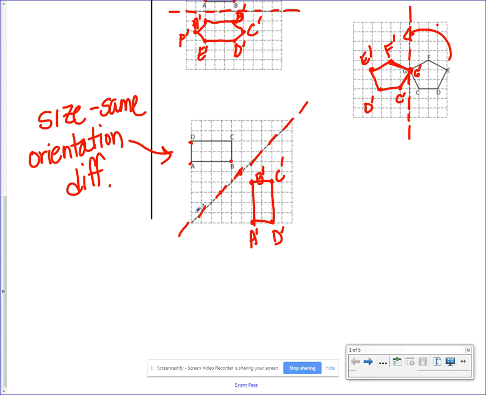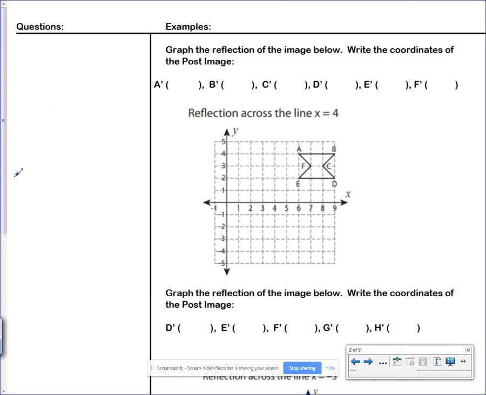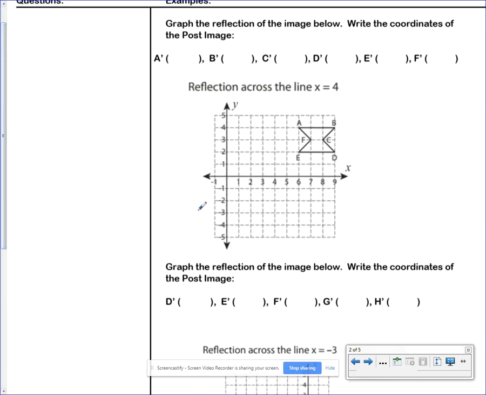And if you want to check or if you're in doubt, I will get out the mirrors in class, which you can use to practice reflecting. You can also just try to fold your paper and see if those lines match up. All right, let's take a look at some with our coordinates, okay?